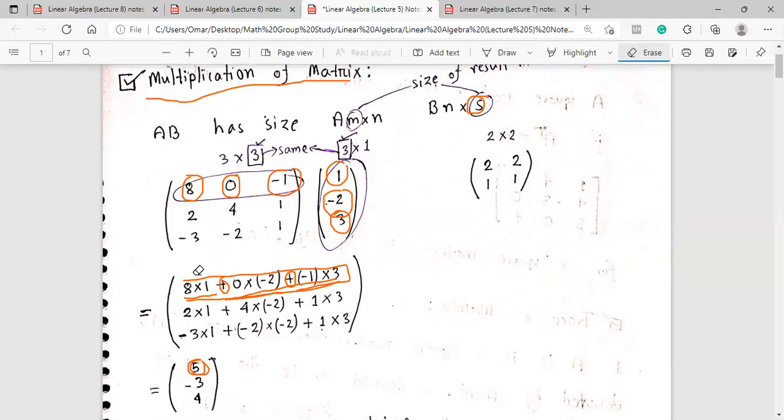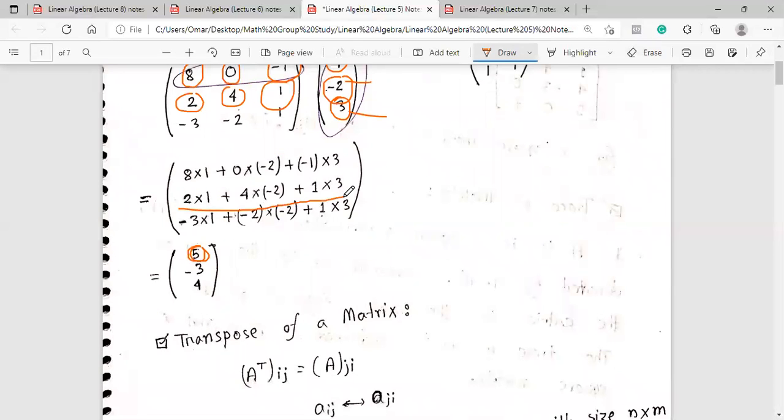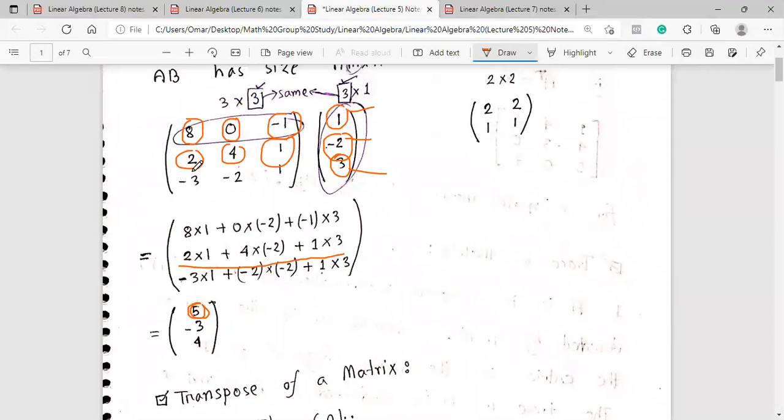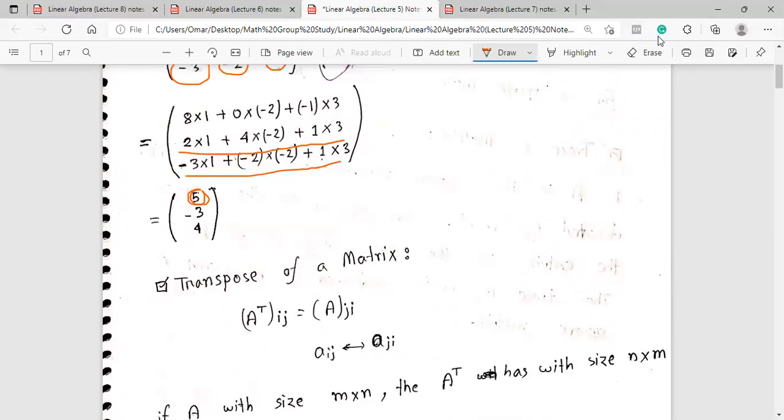And for the second row, there is a 2 multiply 1, 4 multiply -2, and 0 multiply 3. Okay, so I write it down here. And for the third row, -3 multiply 1, -2 multiply -2, and 0 multiply 3. Okay, so I write it down here. So if I calculate this, I will get the answer 5, -3, 4.